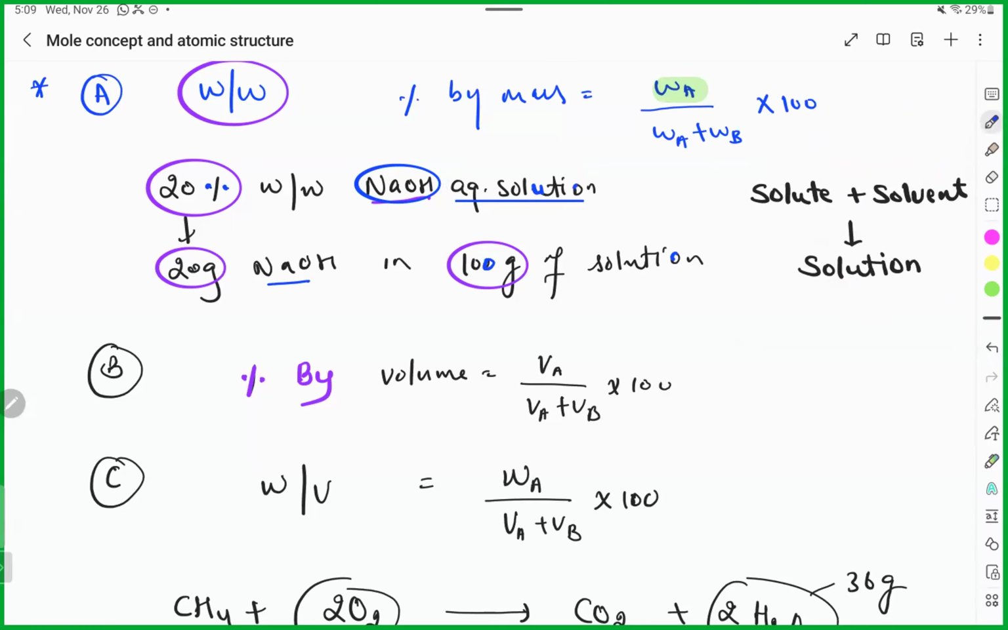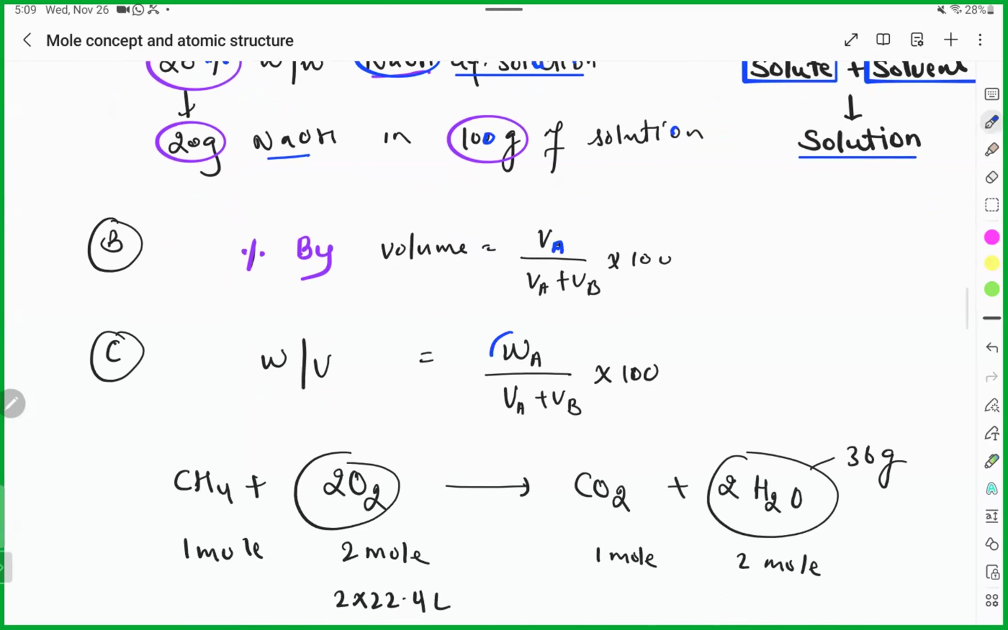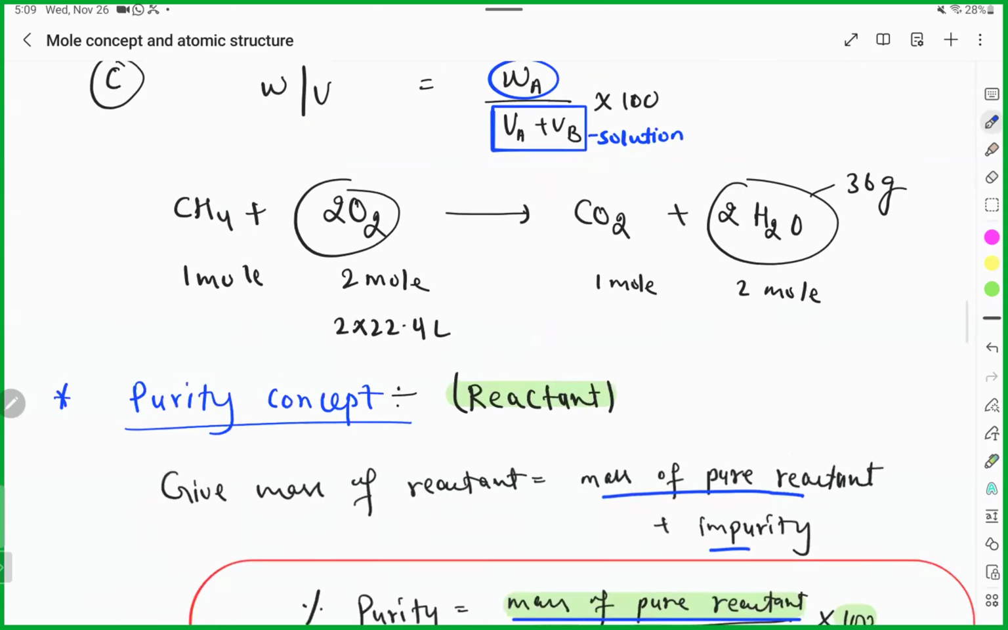Whenever you take any solution, you have two components there, solute and solvent. Example, if you dissolve sugar in water, water is present in large amount, so water is solvent. Sugar is solute. Mixture of these two is known as solution. Same thing is present in the volume form, volume by volume, and weight by volume means given mass of the solute divided by volume of the solution. This is solution volume. Any doubt, guys?